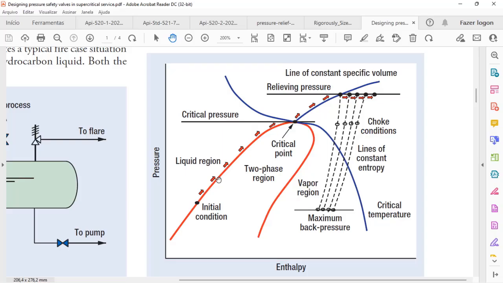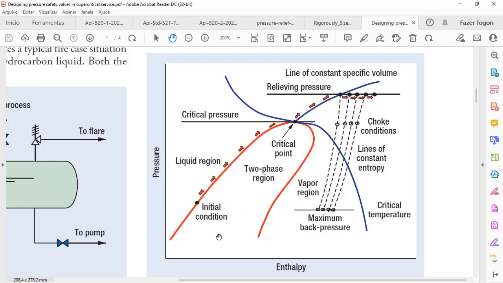And why is it important to us? It is important because although our fluid can be a liquid or a vapor in normal operating conditions, if we have a fire case scenario, we can reach the supercritical condition of our fluid. Imagine that we have a liquid inside a vessel, and the set point of the pressure relief device for this vessel is above the critical point of the fluid.